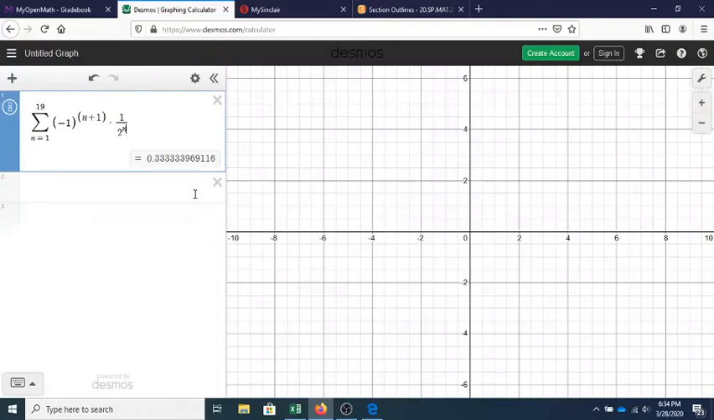Now, here's the thing. Normally, we would have no way of knowing. That's the whole point of doing an approximation. We don't know exactly what the value of the infinite sum is. But in this case, we actually can know. Let's have a look at that.